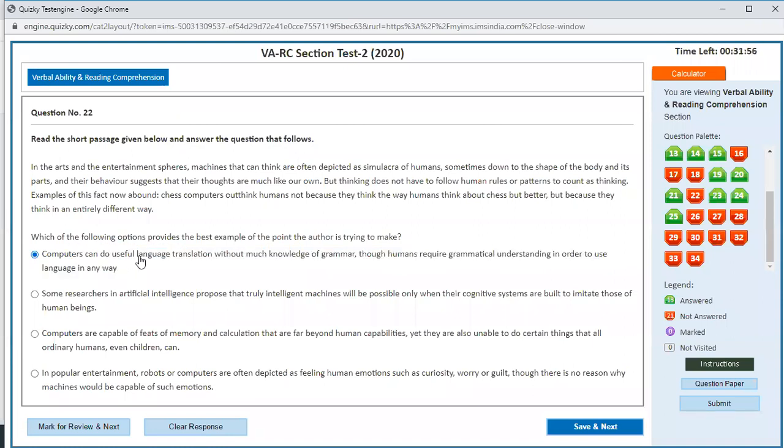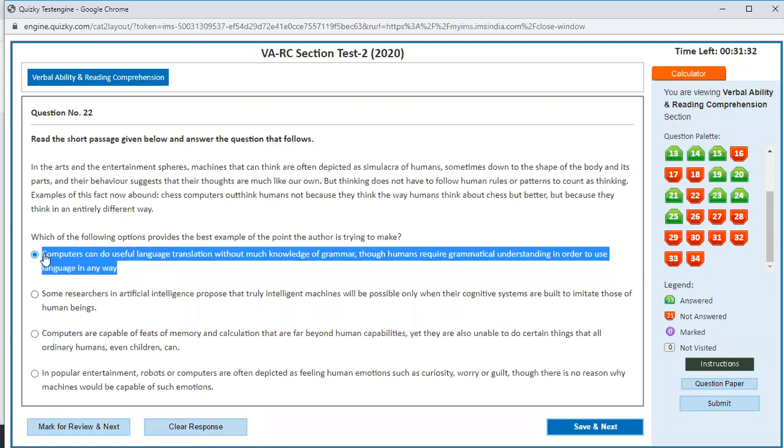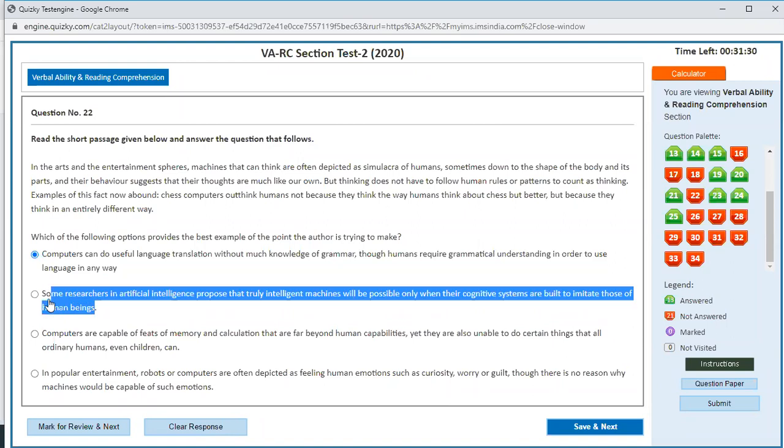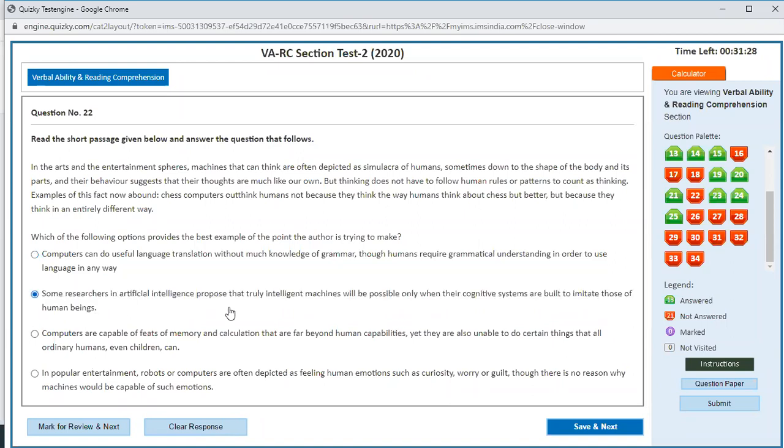Computers can do useful language translation without much knowledge of grammar, though humans require grammatical understanding in order to use language in any way. Okay, so this is telling me that computers and humans are different. The input that we're providing is also something that is different. I'm not really sure. बहुत ही बढ़िया example नहीं है ये, but बाकी सब भी मेरे को कुछ खास नहीं लग रहे हैं. Some research in artificial intelligence product will be possible only when the economy built together.